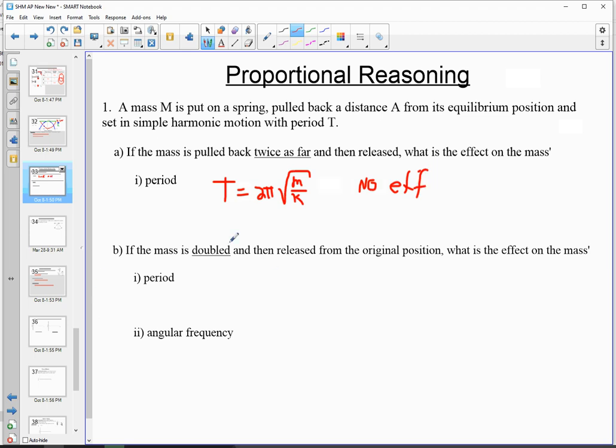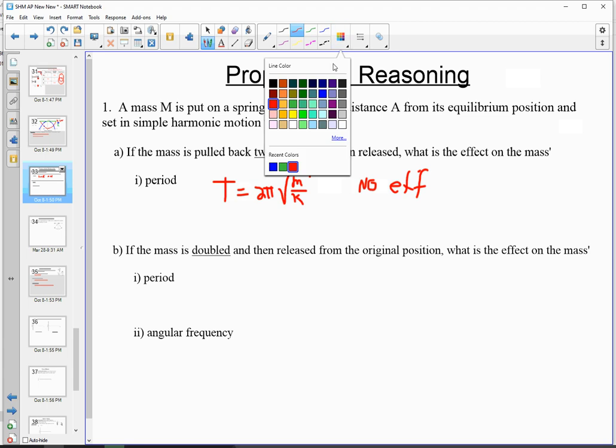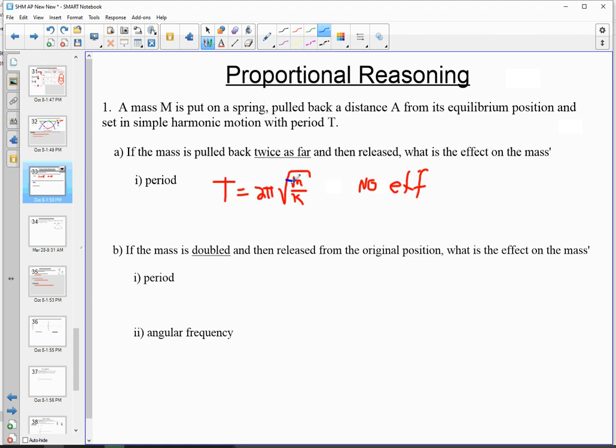No effect. If the mass is doubled and released, what will happen to the period and the angular frequency? Why don't you pause the video, take a moment, and think about those. All right, let's change colors as always. If the mass is doubled, what effect does it have? As always, we put a little 2 in front of whatever is changing, and we can't ignore the square root. So what do we have new that's in blue? The new period will be the square root of 2 bigger than it was before.